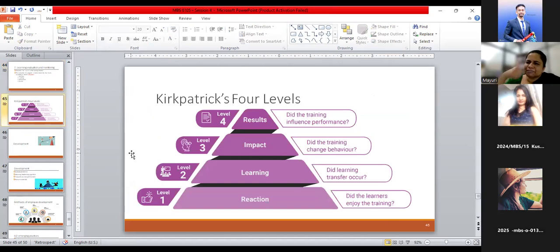So reaction is whether you like it, the basic level of assessment. Learning is whether the learning transfer is taking place, the conceptual understanding, the theoretical knowledge. Three is the behavioral one, whether there is a change in behavior, right? The fourth is results, whether the KPIs are met, right? Yes, these are the things, the 7-step model.